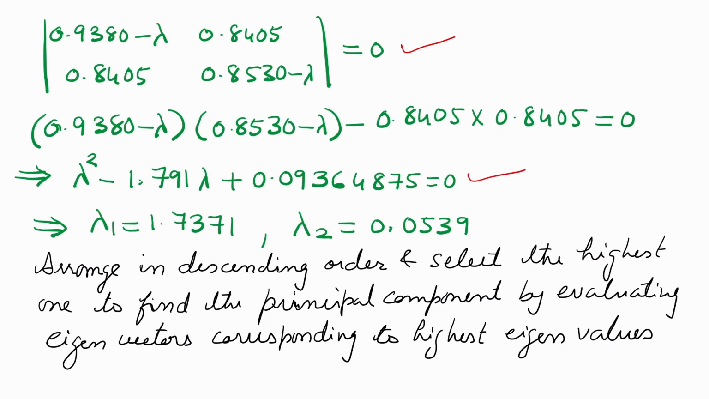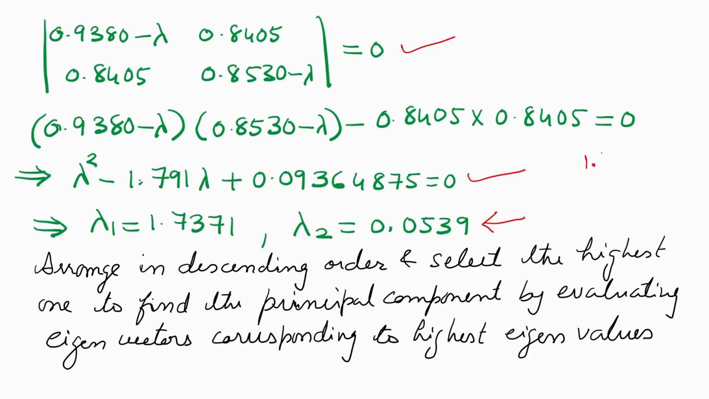Now once you get the quadratic equation in lambda, you have to solve for the roots. The roots are nothing but the eigenvalues. You got two eigenvalues, lambda 1 and lambda 2. Now you have to arrange these eigenvalues in descending order, meaning the highest value first. The first value is 1.7371 and the second value is 0.0539. By default, the highest value is coming first.